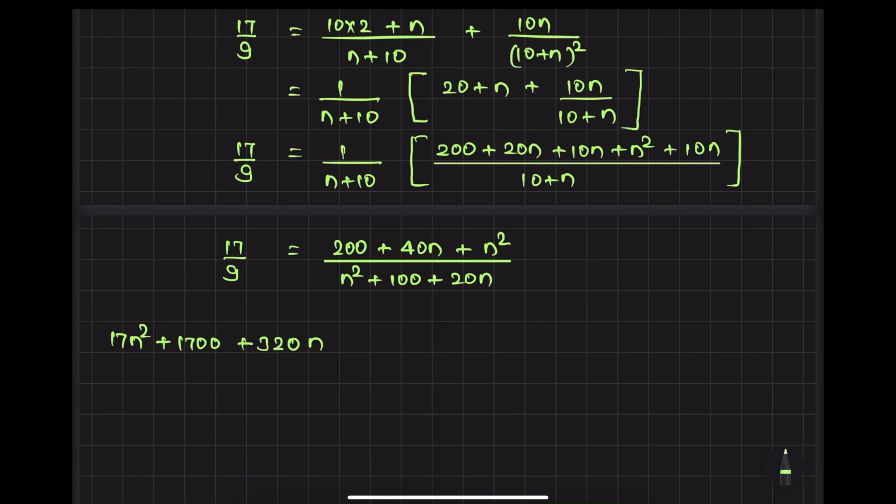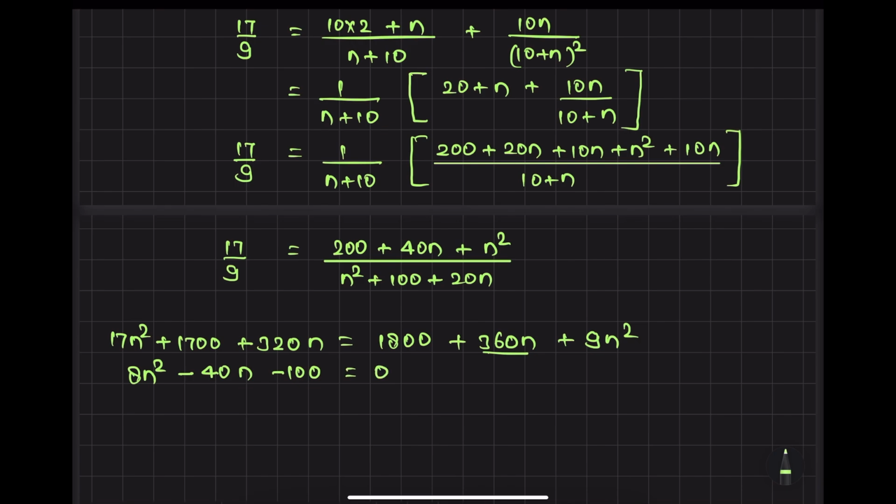Okay, equals 1800, 360n, then 9 square. Now I will ask everyone to come one side. So this is 9n square, so it will become 8n square. Now this 360 will come this side, so it will become minus of 40n. Okay, now this 1800 will come this side, so it will become 100.